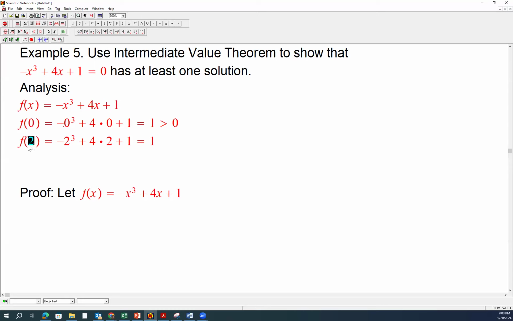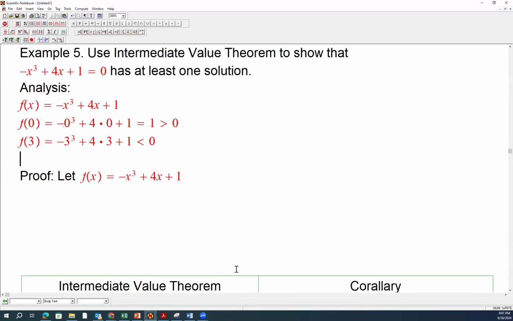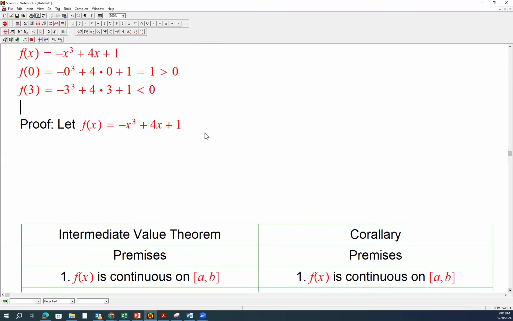So let's choose 3. Okay, so we're going to choose 3. When we choose 3, what do we get? This is a -27. This is going to be negative. Done. We have chosen the interval, and the rest is just applying the theorem, right? So our interval chosen is going to be 0, 3. And what if you want to choose, you know, -1? So yeah, there are many choices.